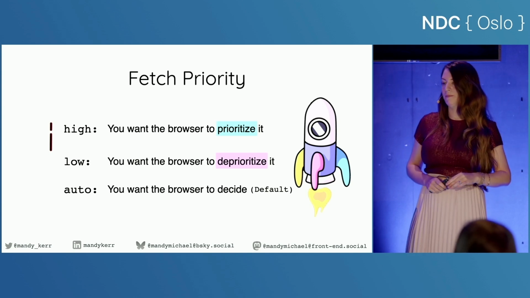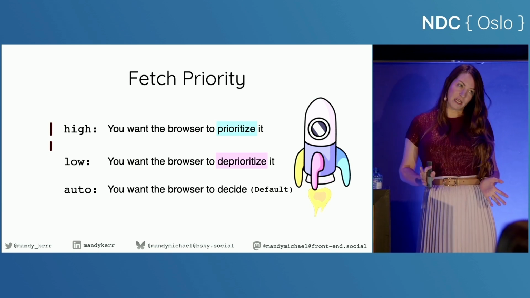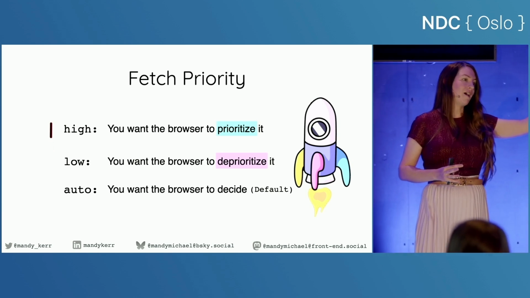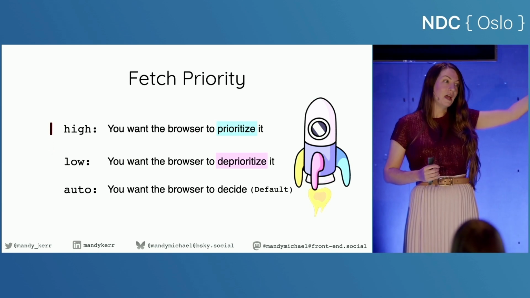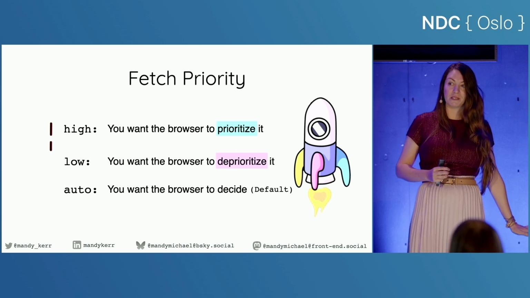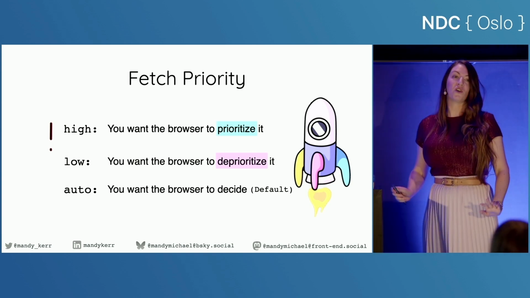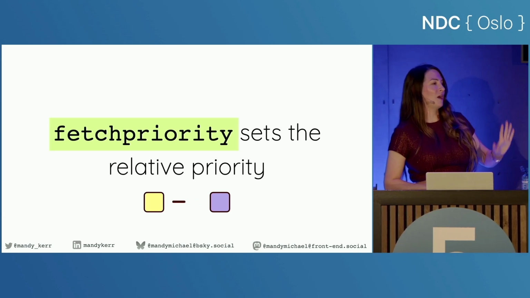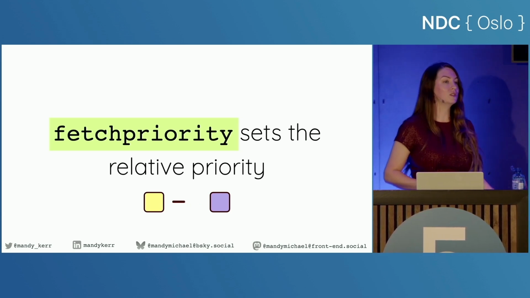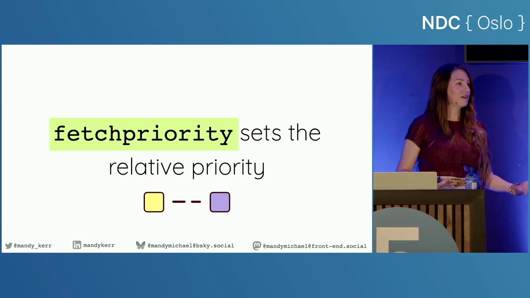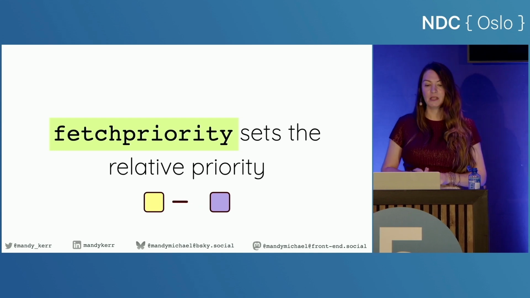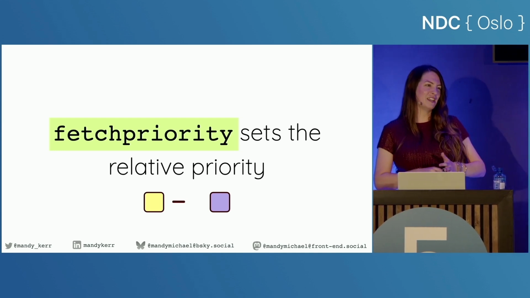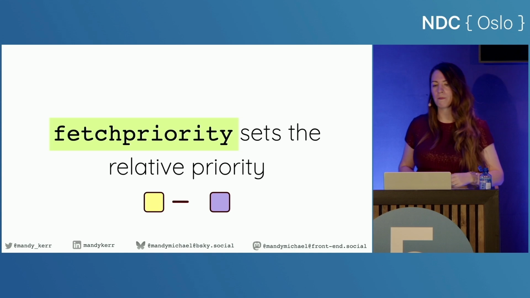That is the default. Now, often people will expect if you set it to high, it'll be the highest priority, and if you set it to low, it'll be the lowest priority. That is not what it does. It actually sets a relative priority, so it will raise or lower the browser's default priority by a specified amount. So it's kind of more like a suggestion than a demand.